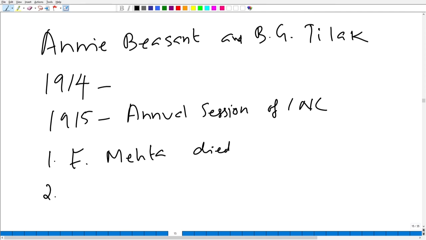Secondly, through newspapers and journals, Annie Besant and Lokamanya Balagangadhara Tilak launched a campaign for their re-entry into the Indian National Congress. Because of these two developments, the extremists got readmitted at the annual session held in 1915. Once Tilak got readmitted, he started the Home Rule League.